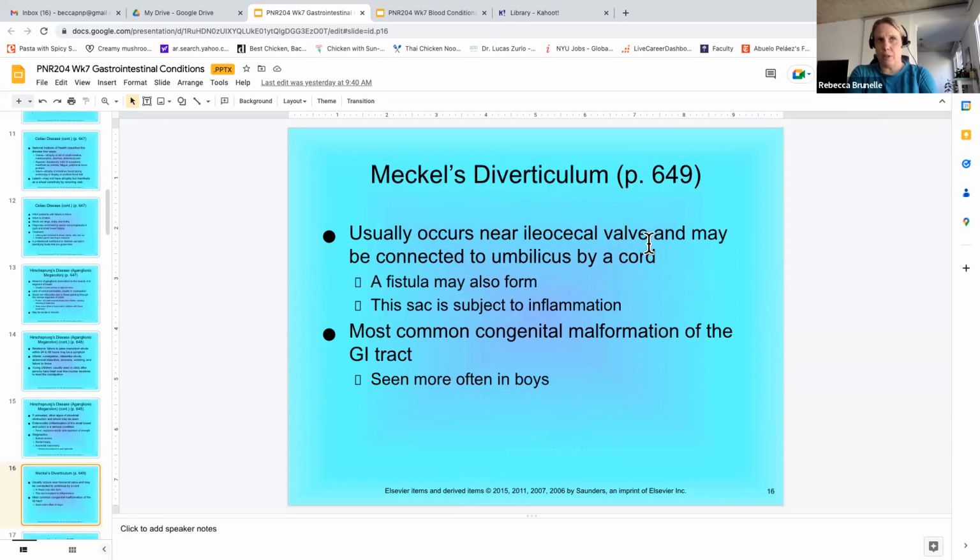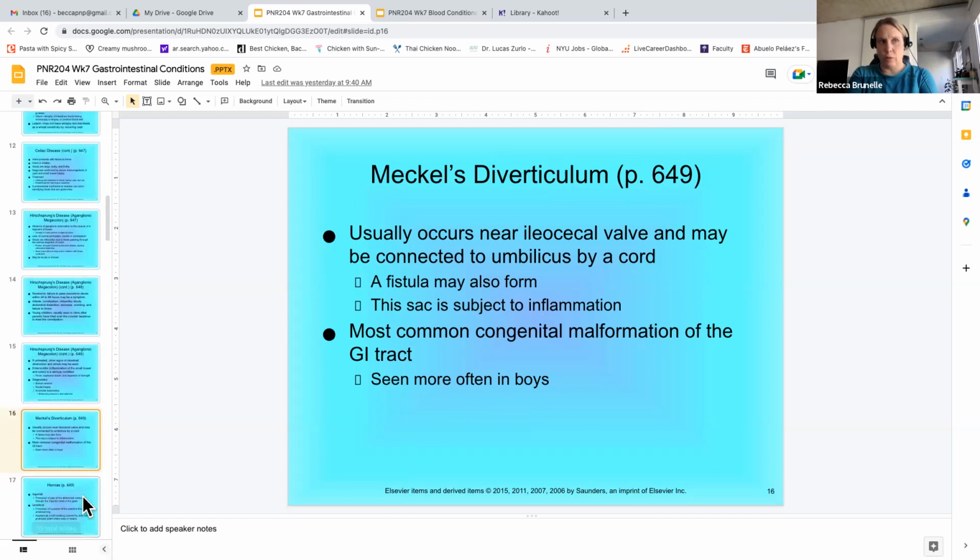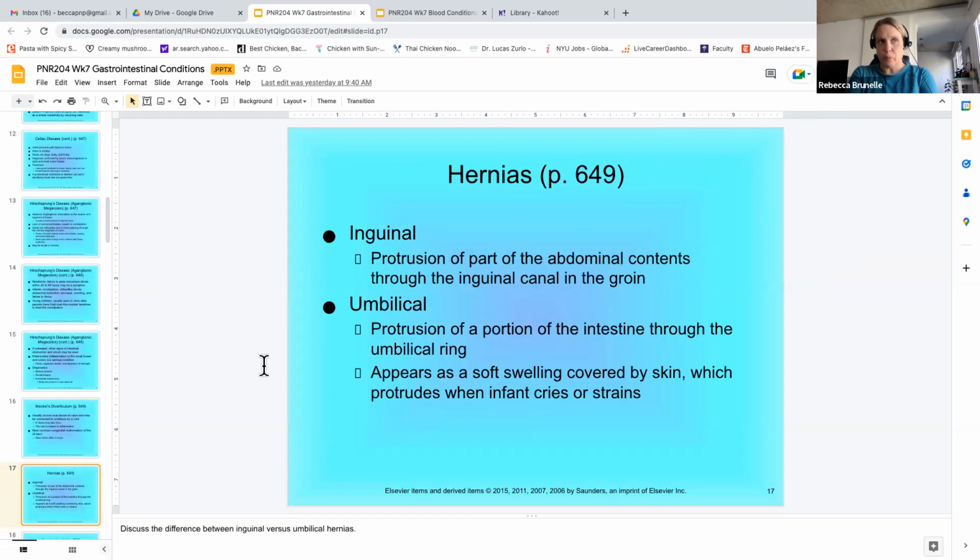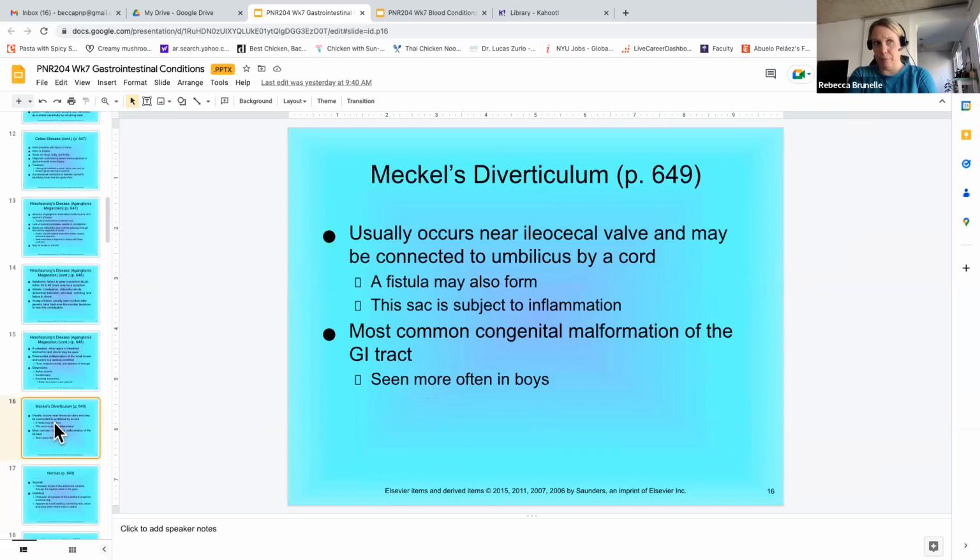And then something else that you can be born with, this is not going to be associated with not passing meconium, is called a Meckel's diverticulum. So that's a pouch that forms usually near the ileocecal valve. It's an outpouching of the small intestine and it can cause rectal bleeding. That little sac is not normal to have pouch out and it's subject to bleeding. You're going to see it more often in boys than in girls. And it does require surgery.